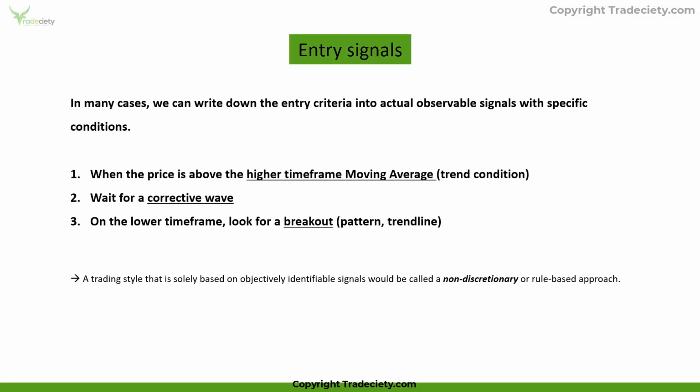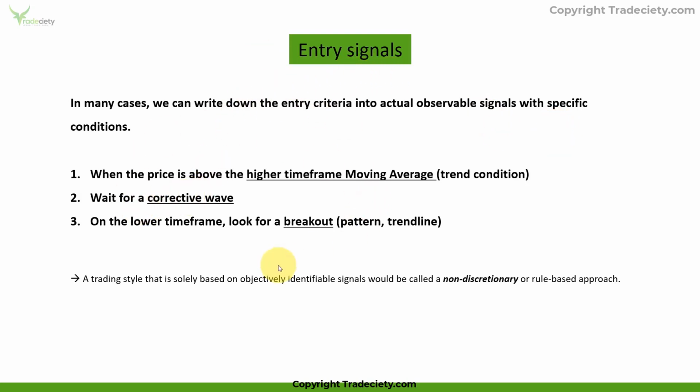All right, so now we have learned about pending versus market and pullback versus breakout. But actually, what signals a good breakout? What signals a good pullback? And how do we get into a trade? And here we're going to talk about signals, entry signals rather. And in many cases, we can write down the entry criteria or the conditions, and we can turn them into actual observable signals with specific conditions. And that's really what we're going to do further here along the way.